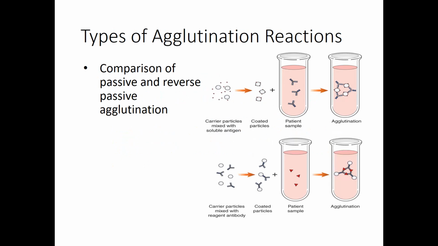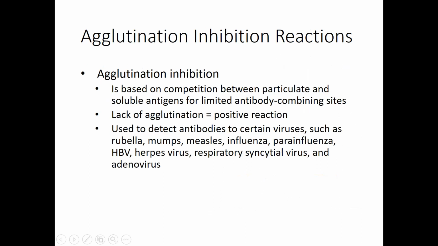So in these agglutination reactions, when we saw lattice formation, it was a positive test, right? We knew the patient had the antibody or the antigen that we were looking for. In agglutination inhibition reactions, it's a lack of agglutination that's going to indicate a positive screen. It's important to remember this fact. We're going to use this to detect certain kinds of viruses: measles, mumps, rubella, herpes, HIV, hepatitis B.